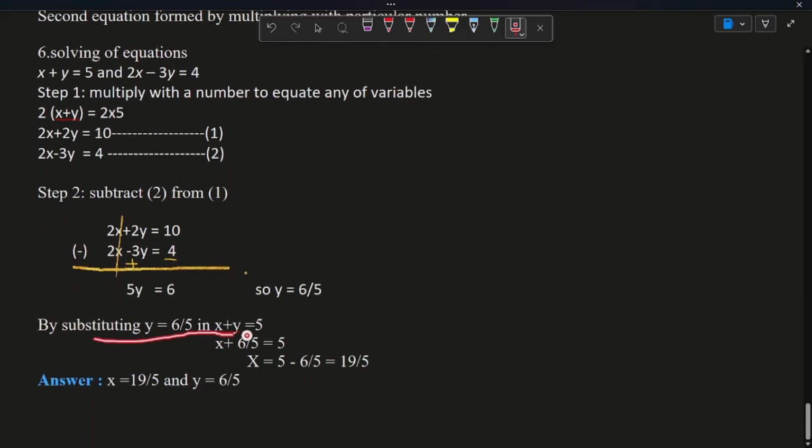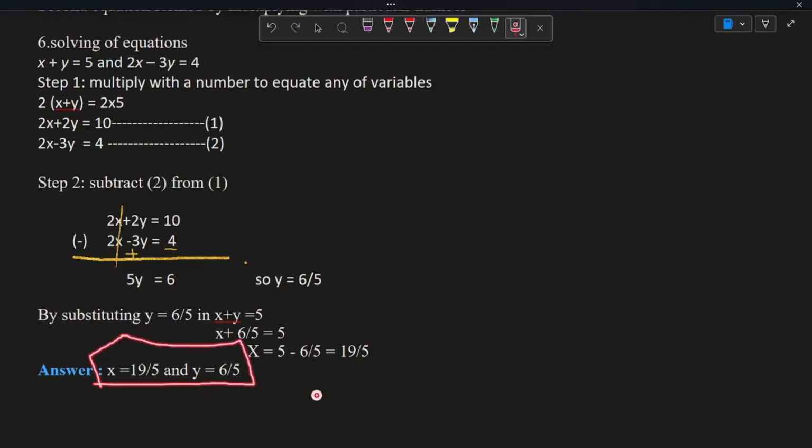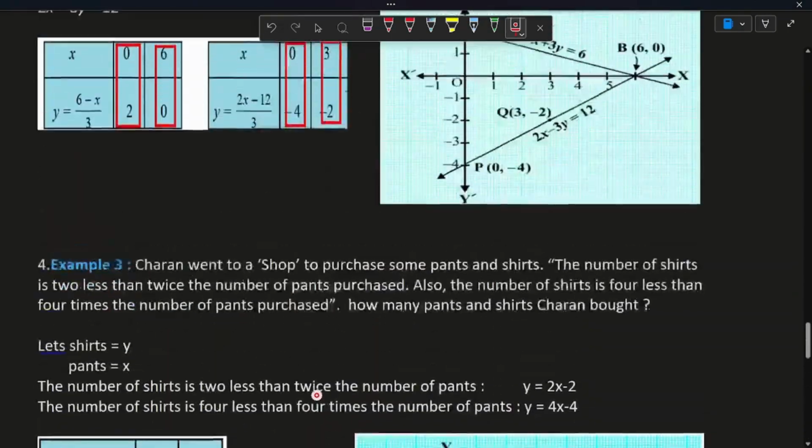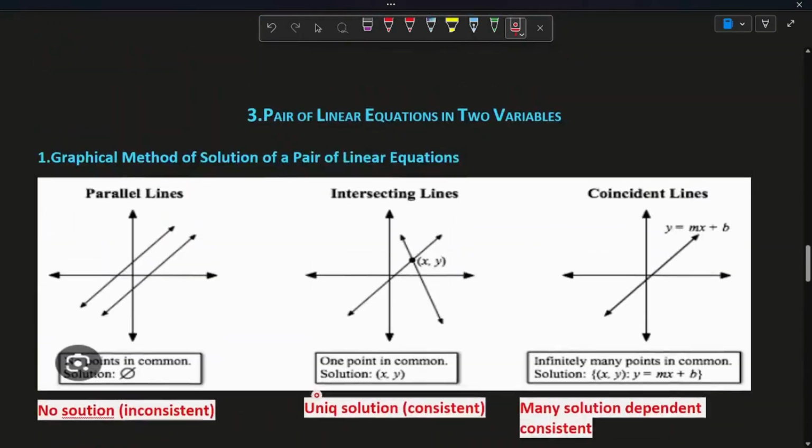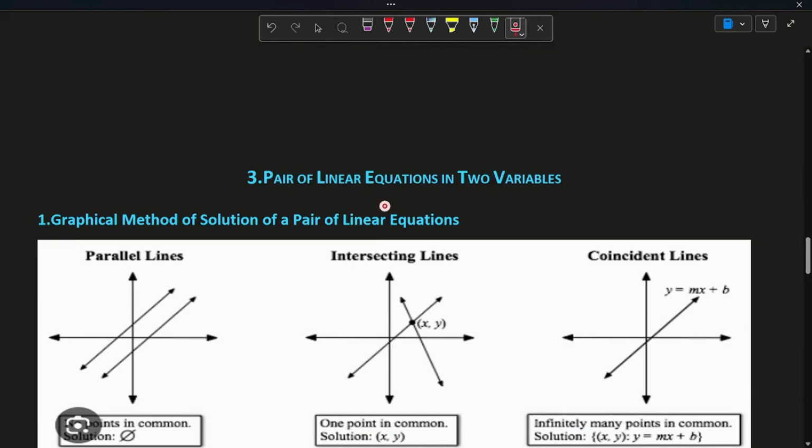By substituting 6 by 5 in the first equation, x plus y equal to 5, I got the value of x: x equal to 5 minus 6 by 5, equal to 19 by 5. So the answer is the value of x is 19 by 5 and the value of y is 6 by 5. This is all about linear equations in two variables and their solutions.